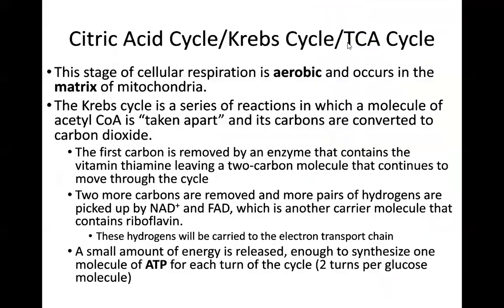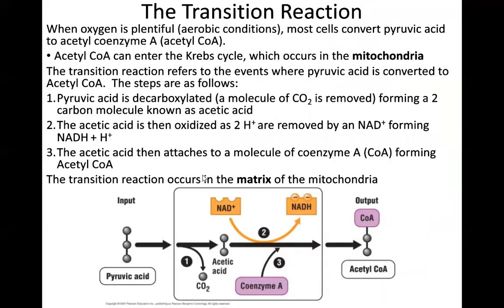Both the Krebs cycle and the transition reaction take place in the matrix of our mitochondria. Remember, the matrix will be the fluid inside of the mitochondria. Our mitochondria have two membranes, an outer membrane and an inner membrane, which is folded inward on itself. Inside of that inner membrane is this fluid called matrix, and this is where this takes place. No ATP is formed in this process.